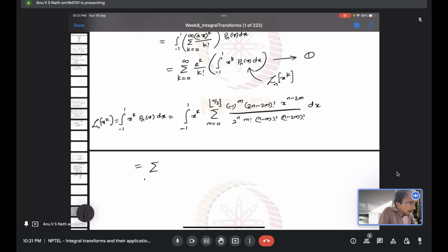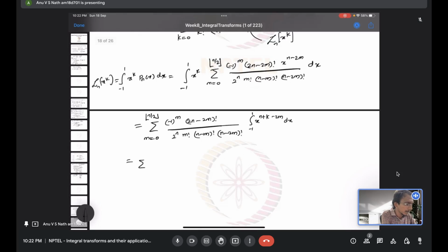So it is summation m equal to 0 to n by 2. Then the constants with respect to the integration will come outside. So it will be minus 1 the whole raised to m, (2n minus 2m) factorial by 2 raised to n, m factorial, (n minus m) factorial, (n minus 2m) factorial. This x raised to k will join with x raised to n minus 2m, so that it is x raised to n plus k minus 2m, dx, integration from minus 1 to plus 1.